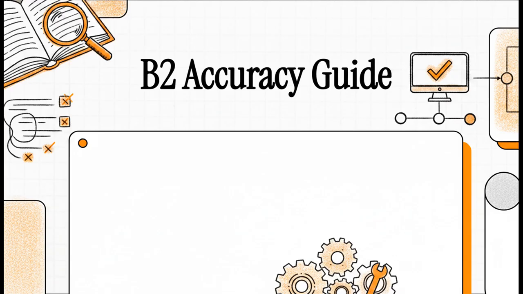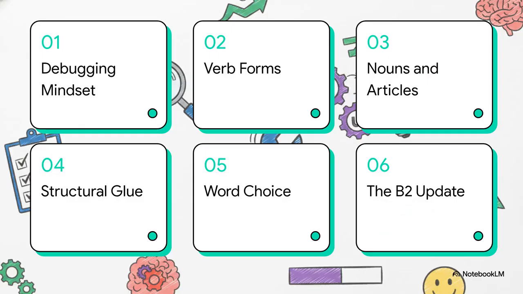Think about it. When you speak or write, you're outputting code. And when that code has a syntax error, your message crashes. So today, we're giving you the ultimate developer's manual to track down those glitches and patch them for good. Let's get into it. Okay, let's quickly run through the release notes for today's B2 software update.